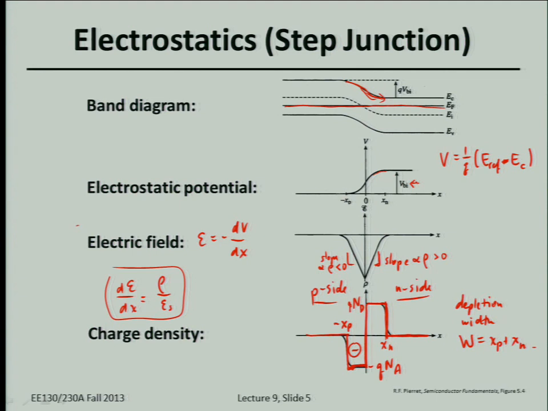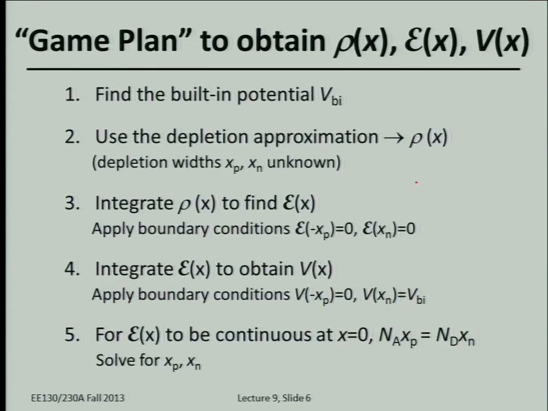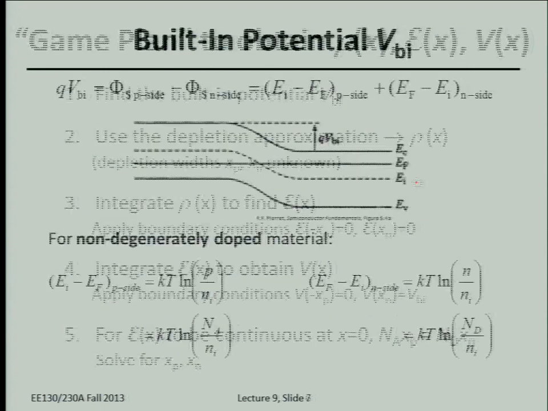So basically, we can take the integral of the charge density to get the electric field profile, and integrate that to get the potential profile. We have the boundary conditions: it goes from 0 to the built-in potential. Then we can solve for the depletion width, and then we can solve for the peak electric field. So that's the big picture here, and that's basically what's described here.